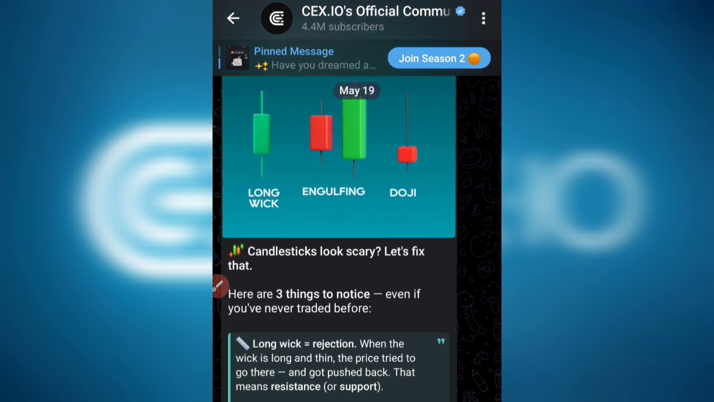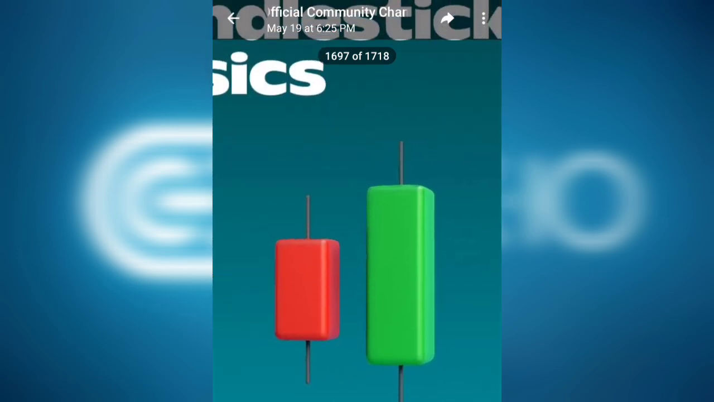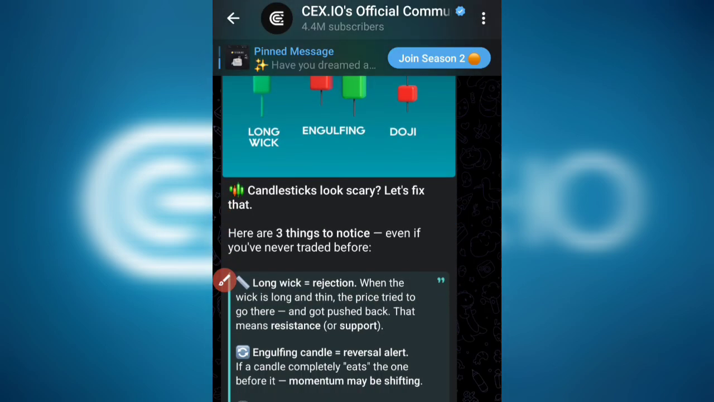Now there's also the engulfing candle, right? This engulfing candle right here, first of all you see a red candlestick here, a short one in that matter, and then all of a sudden you see a longer green candlestick following it up, right? They call it engulfing. Now what does it mean, right? So engulfing candles also mean reversal alert. It was going red and all of a sudden it changes to green, right? So it means that there's currently more like a buy opportunity there.